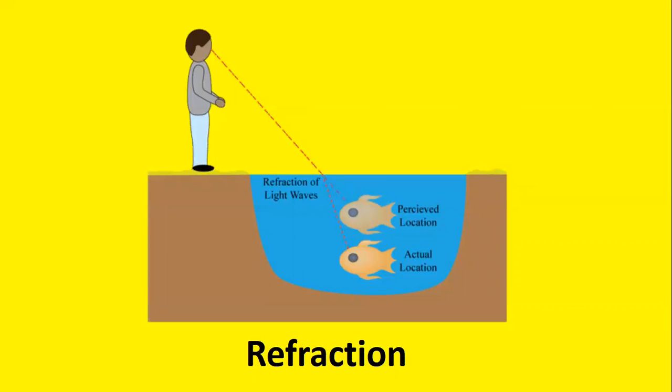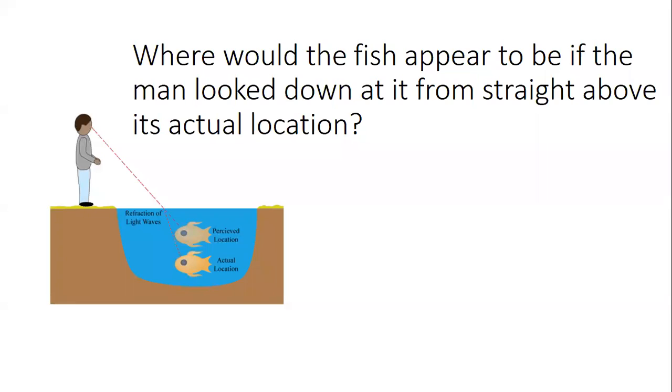Waves bend as they enter a new medium because they start to travel at a different speed in the new medium. For example, light travels more slowly in water than in air. This causes it to refract when it passes from air to water or from water to air. So, where would the fish appear to be if the man looked down at it from straight above its actual location? Take a second and think about that. Pause the video and write down your answer.